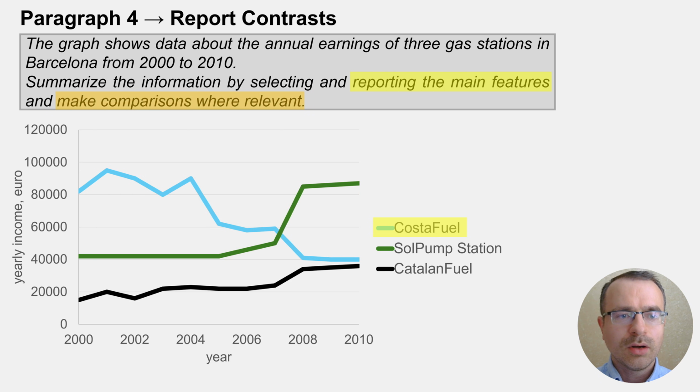That's it. Also, we need to make comparison where relevant. So we're going to look at the data and see if there is something important in this graph. Well, in this case, there is a point at year 2007 where they have the intersection of two graphs. That's an important feature, and we need to talk about this. At the same time, there is a really huge difference by the end of the period. So in year 2010, there's a striking difference. So we're gonna also mention that.